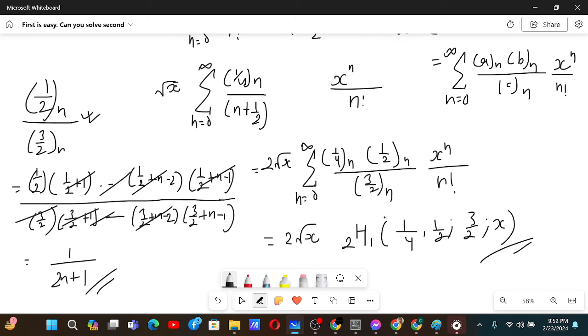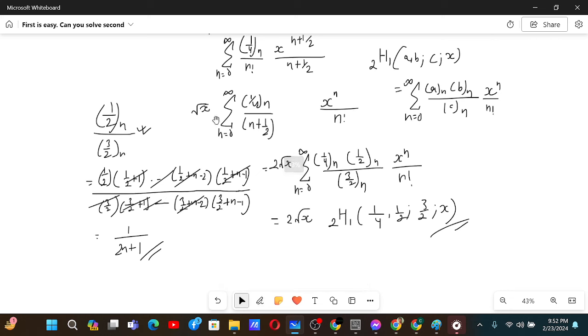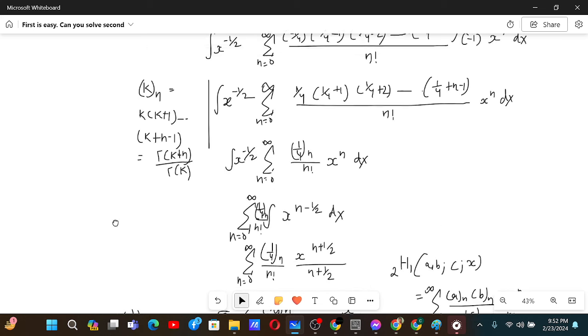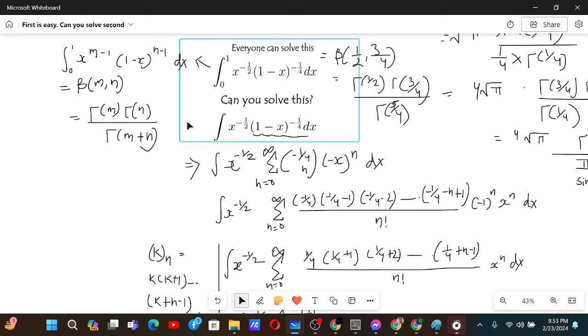And if you want to evaluate it from 0 to 1, you can evaluate this from 0 to 1. I basically solved it from the sum definition of the hypergeometric function. But you can also solve this problem from the integral definition of the hypergeometric function, which you can try and let me know in the comment section.